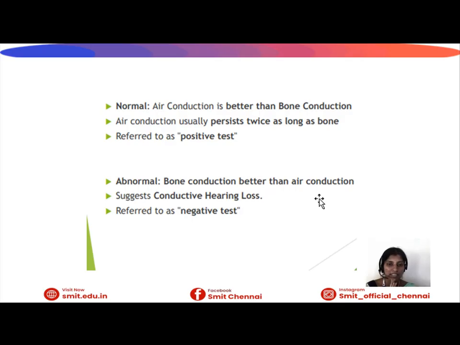Abnormal condition, bone conduction better than air conduction. Suggests conductive hearing loss. This is negative test. We have two cases, normal and abnormal. Now, in normal cases, air conduction will be better. In abnormal cases, bone conduction will be better. If bone conduction is better, then it is said to be conductive hearing loss.